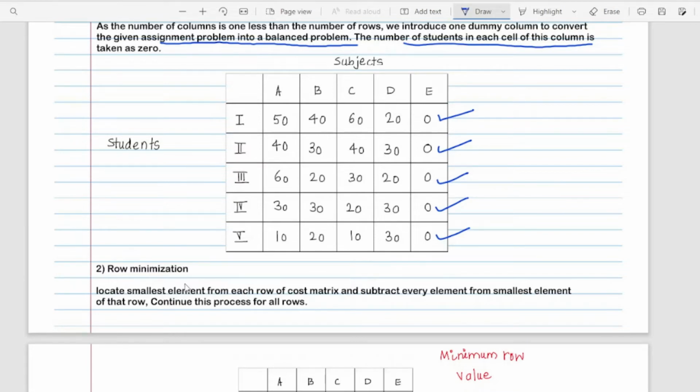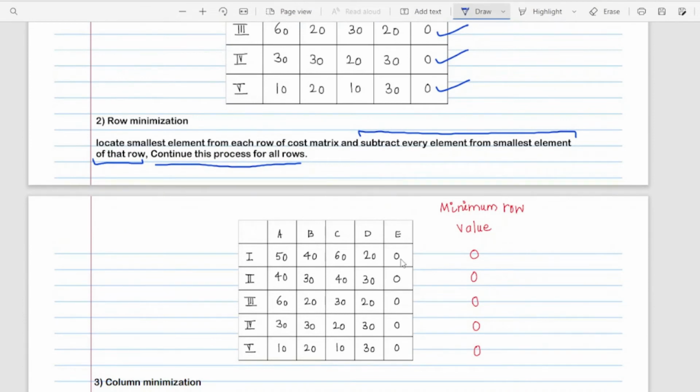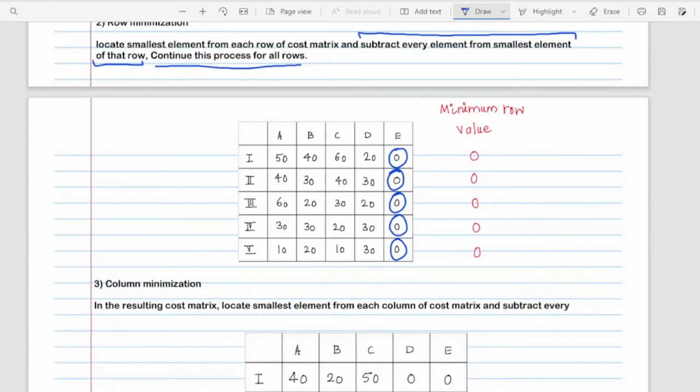The first step is row minimization. Locate the smallest element in each row of the cost matrix and subtract it from every element of that row. Continue this process for all rows. As we can see, the minimum value in the first row is 0, second is 0, third is 0, fourth is 0, fifth is 0. Since subtracting 0 from any number leaves the number itself, there is no change in the matrix after row minimization.